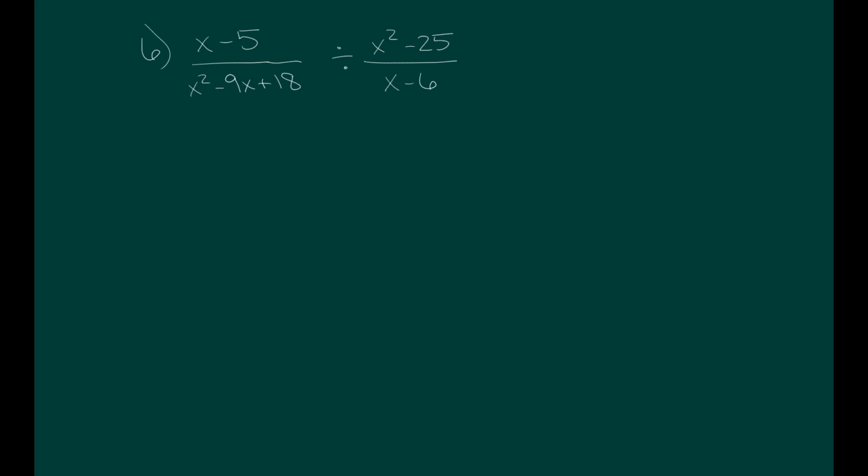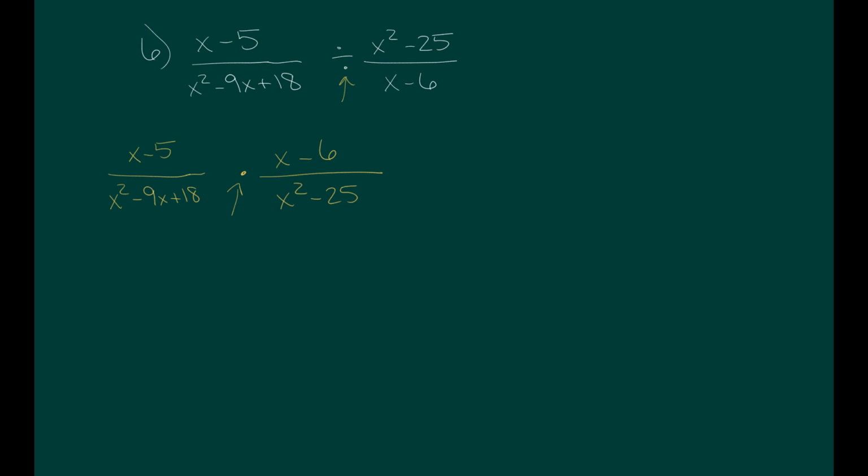Last problem, we are still dividing. So I'm going to go ahead and write this first fraction as it is. If you want to factor here, you can. I'm just doing every step. Multiplied by, flip it, y minus 6 over y squared minus 25. Again, when you have a division, you multiply by the reciprocal of the second fraction.